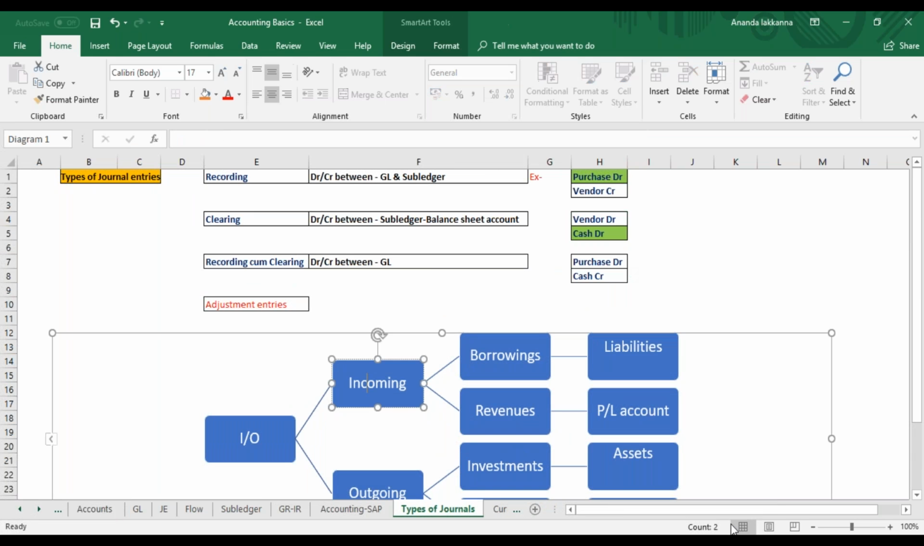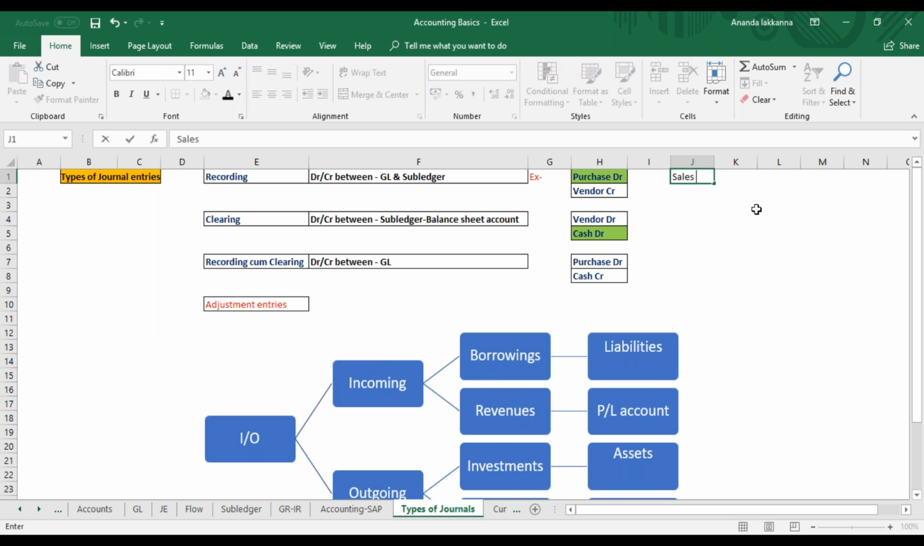It will work the same with the incoming concept also. Decide if it's sales or borrowings. If you decide sales, then first enter the sales account credit, meaning money is coming in. Then you have to decide whether it's a cash entry or a credit entry. If it's a cash entry, directly enter cash debit. If it's a credit entry, directly enter customer debit.